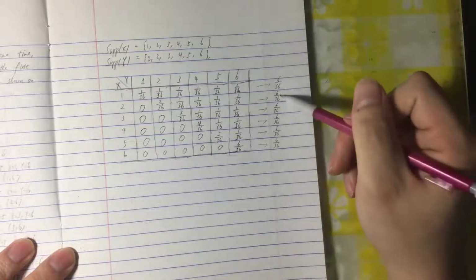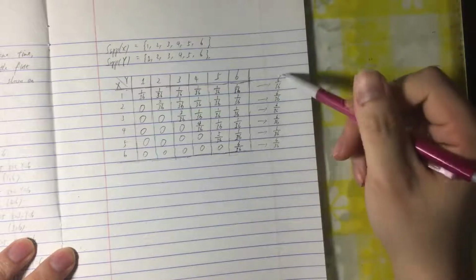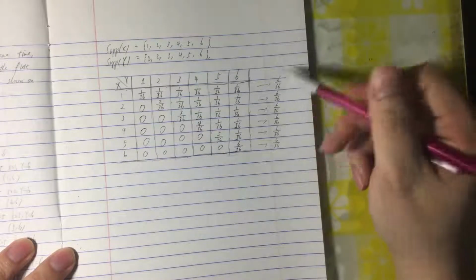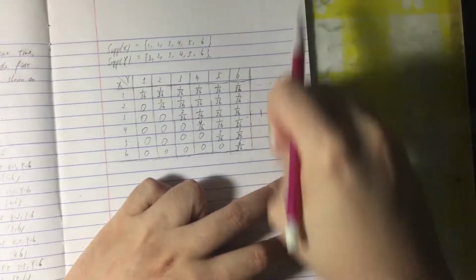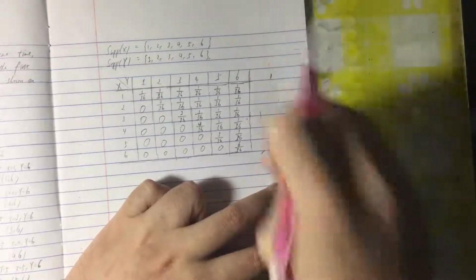Together we have 6, 6, 6, 6, 6, 6. 6 times 6 is 36. 36 over 36 is 1. So the total probability is 1. That verifies this is a probability function. This is a joint probability function. That's part A. Now part B.